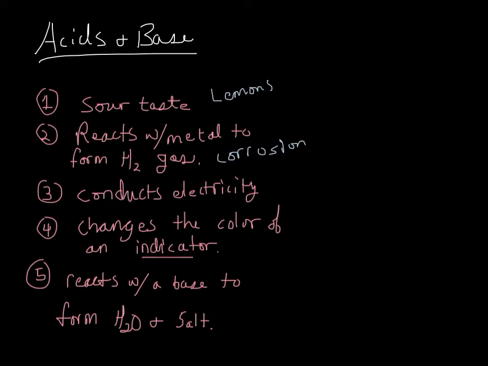Acids also conduct electricity very well. They have what are called ions that float around freely inside an acid, and we'll get more into what those ions are later. But they freely conduct electricity. They're very good at it too. They also react with different chemicals called indicators to change the colors of these indicators. This allows us to test for an acid or a base.